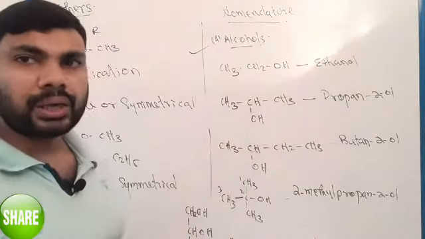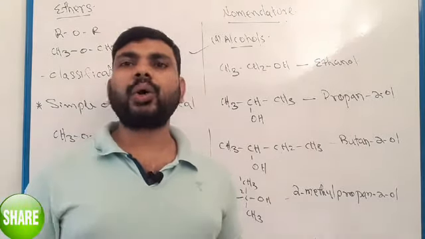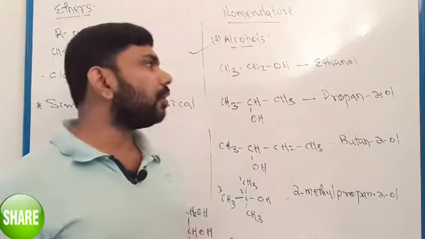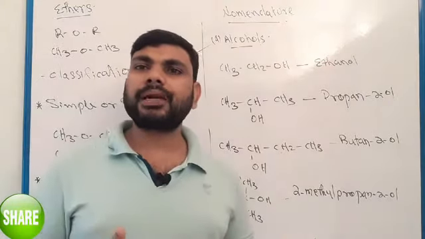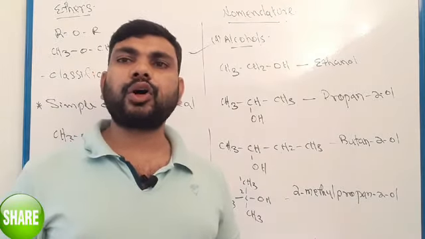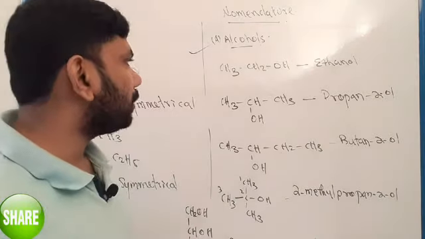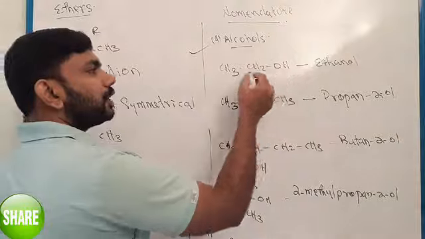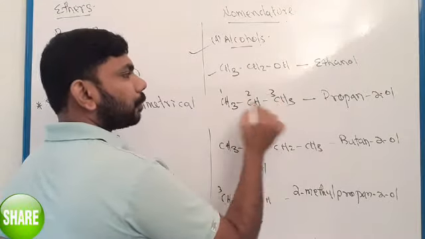Naming of alcohol. We know the name of an alcohol ends with "ol". For compounds which contain two carbon atoms, three, four, five, we can name accordingly: ethanol, propanol, butanol, pentanol. You have some examples here. Here two carbons and OH, ethanol. Here three carbon atoms, 1, 2, 3, propanol.